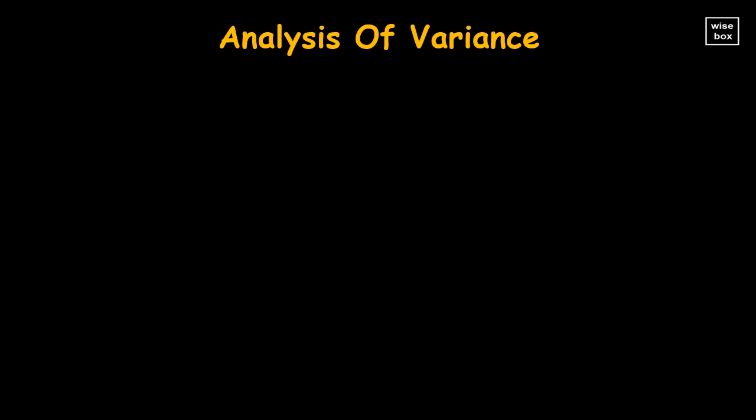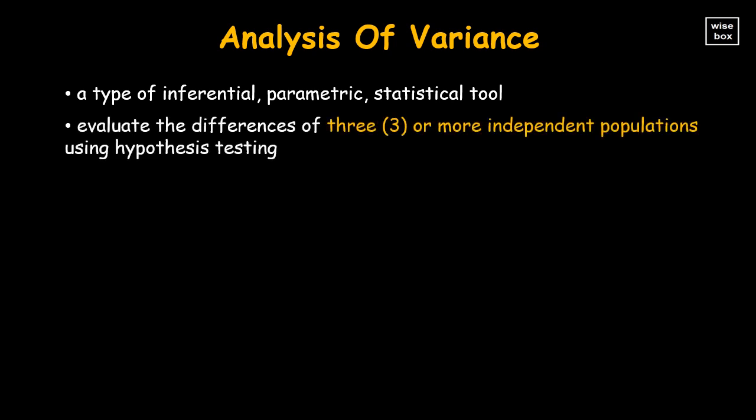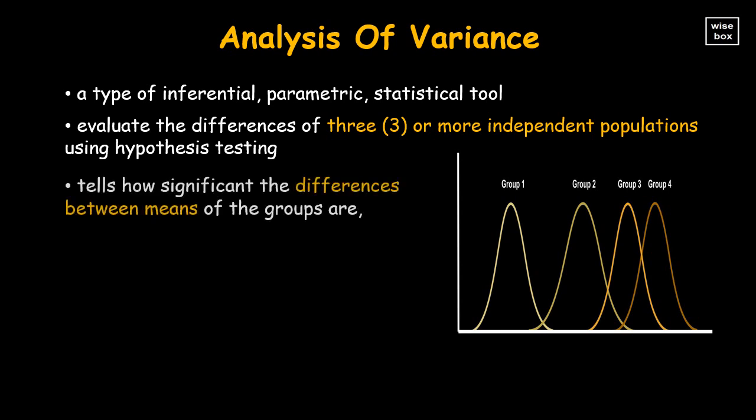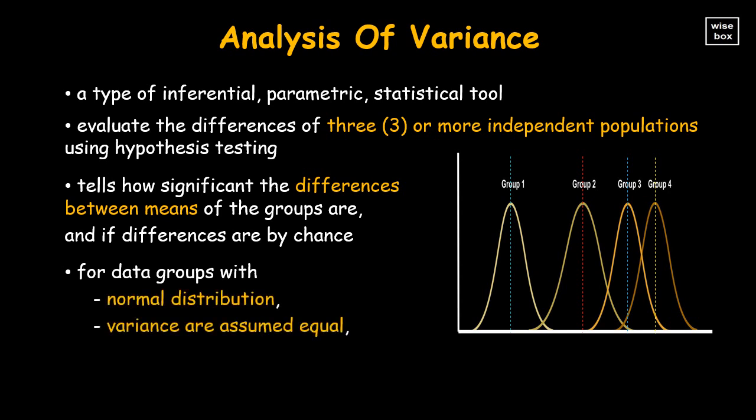The Anova, or analysis of variance, is one type of inferential, parametric, statistical tool for evaluating differences of three or more independent populations, using hypothesis testing. Anova tells how significant the differences between means of the groups are, and if differences are by chance. Anova is used when data groups follow a normal distribution, variances are assumed equal, and random sampling was used for all treatments.